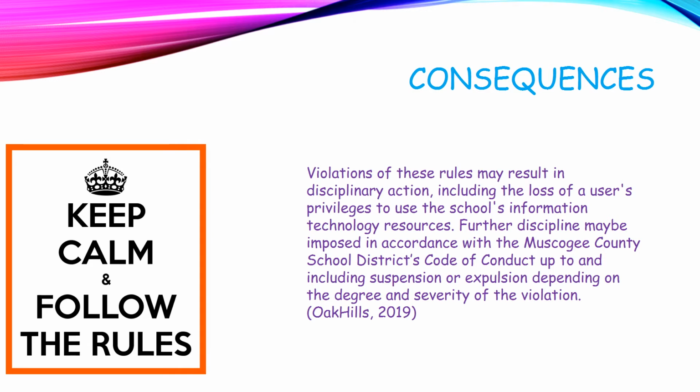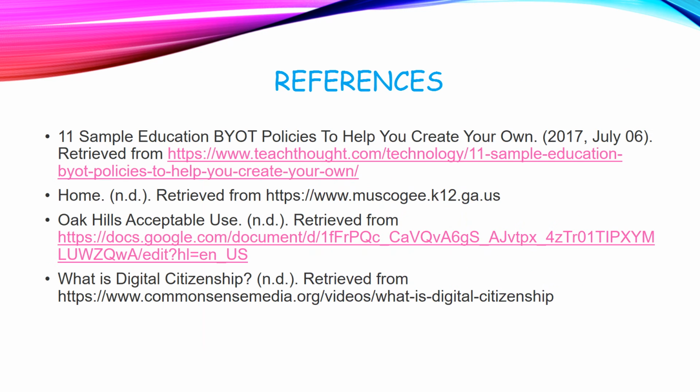Further discipline may be imposed in accordance with the Muskogee County School District's Code of Conduct up to and including suspension or expulsion, depending on the degree of severity of the violation. So depending on what the violation is, based on the rules that we've gone over, it could be as serious as being suspended or expelled. We have to be good citizens online.